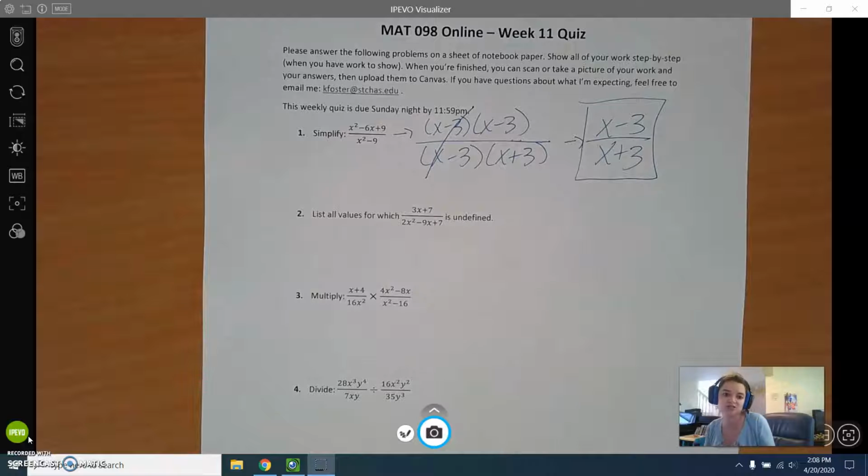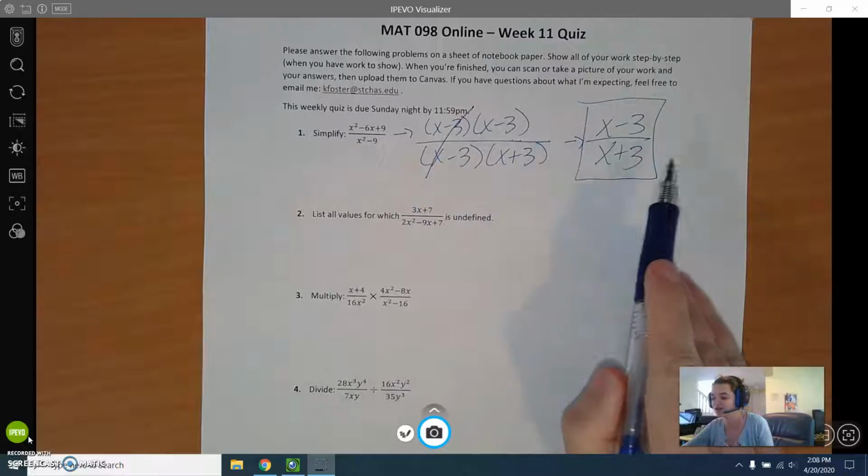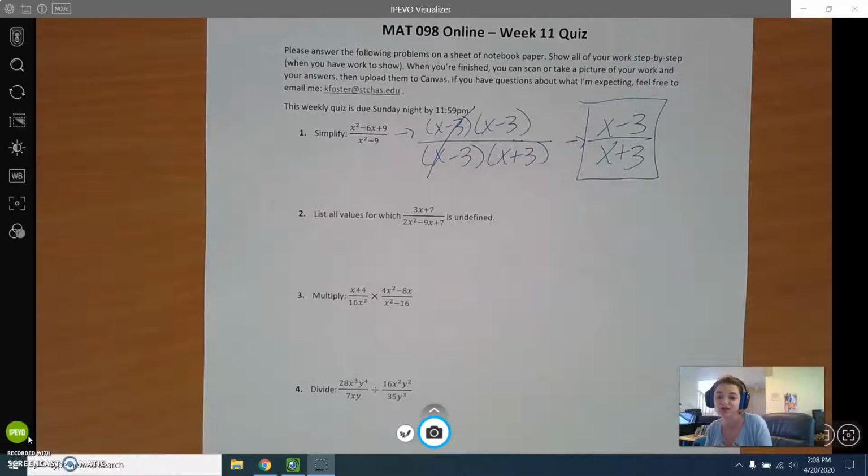So in general, with simplifying, you factor first, you divide out common factors, and then your answer is what's left over. You can leave these in factored form if you have more than one factor.